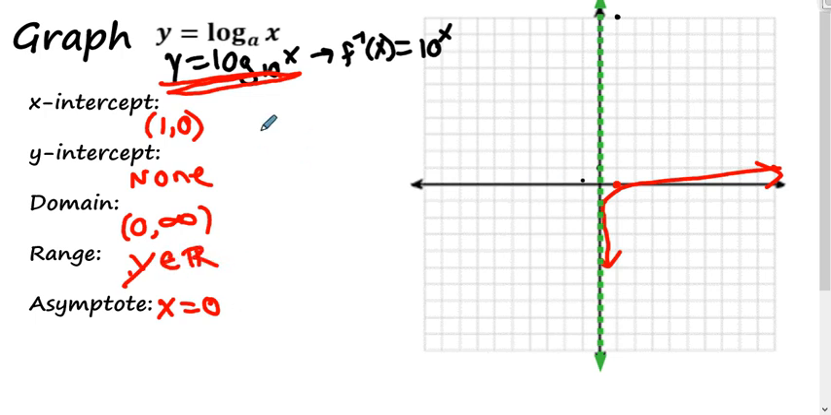And now I did this with base 10 just so that we could figure this out and graph it without using our calculator. I could have done it with base 2, but all of these, no matter what, will have the exact same x-intercept, no y-intercept, same domain, same range, and asymptote until we do transformation.